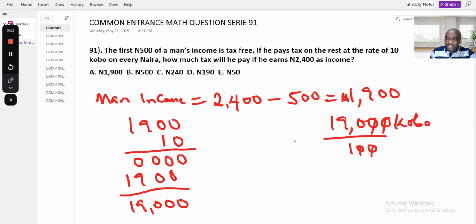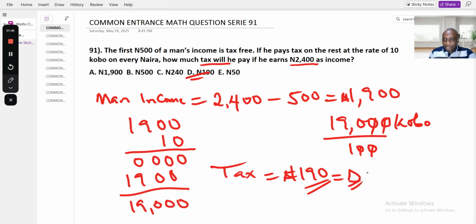It means that the total amount of tax the government is going to charge the man is what? We have converted this to naira. It is 190 naira as tax to be deducted from his salary of 2,400. We have 190 there as tax because the question says how much tax will he pay? Therefore our final answer is D. Let's move to the next question.